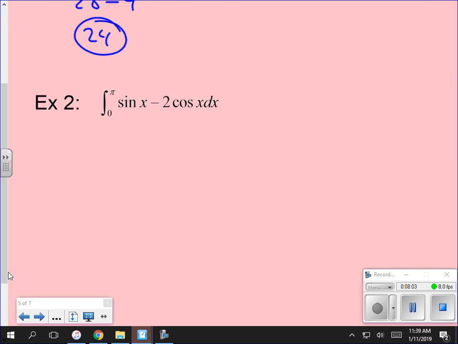Okay. Same idea. Example number 2, the integral of sine x minus 2 cosine x dx from 0 to pi. So I do my antiderivative. The antiderivative of the sine of x is negative cosine x. The antiderivative of negative 2 cosine x is negative 2 sine x, from 0 to pi.